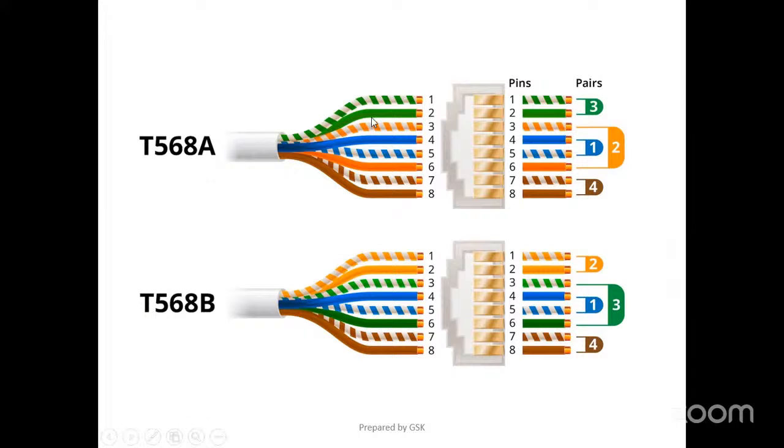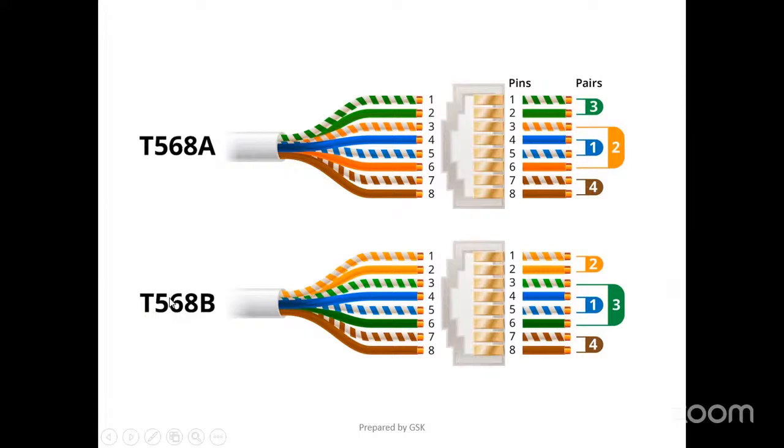Observe carefully. It has different colors. 568A: the first one is a green and white combination, the second one is full green, the third one is an orange and white combination, and so on. The fourth is full blue, and so on.